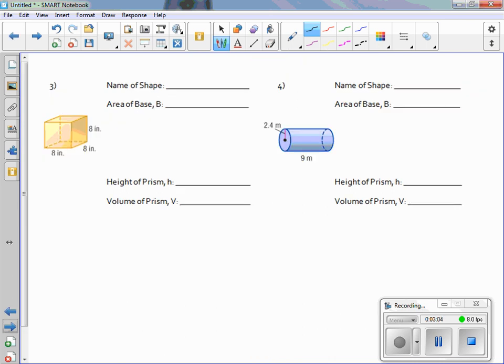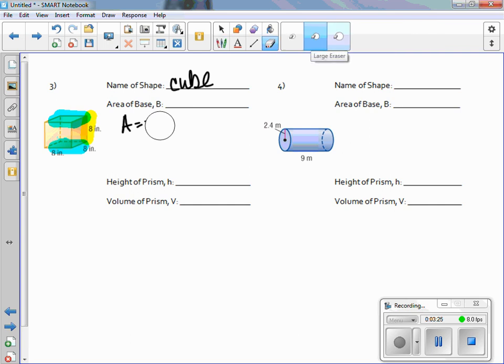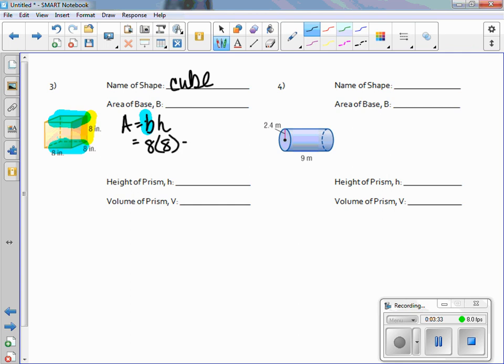Our next example is also a rectangular prism. So here's my height, and here are my bases. And I actually just noticed that this is not only a rectangular prism, it's actually a cube. And it is a cube because all the sides are the same. So the area of the base is base times height because it is a cube. All right, so it's going to be 8 times 8, which is 64. So 64 inches squared, again squared because it's an area. The height is 8 inches, that's the height of the prism.